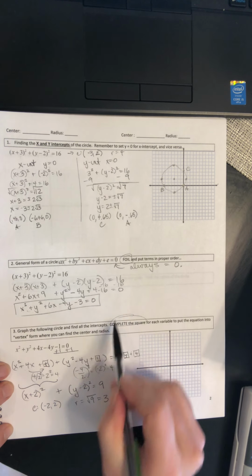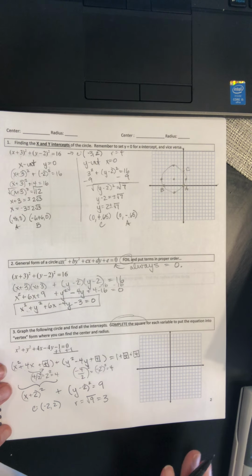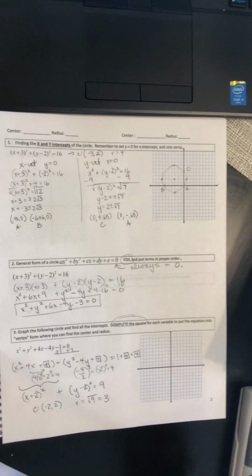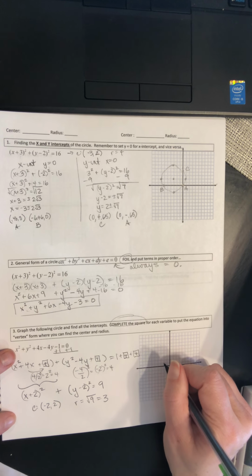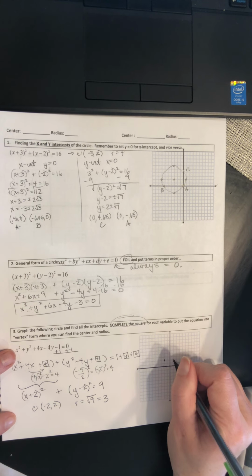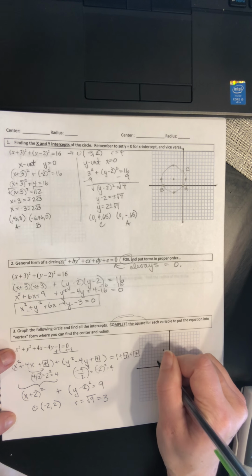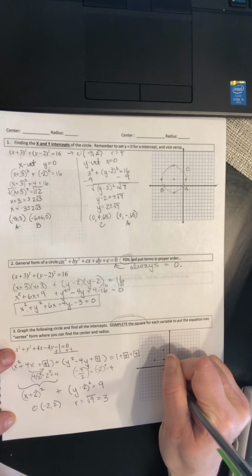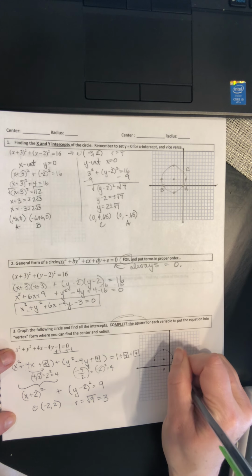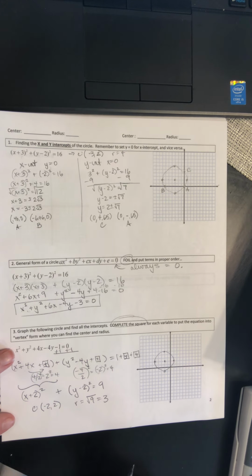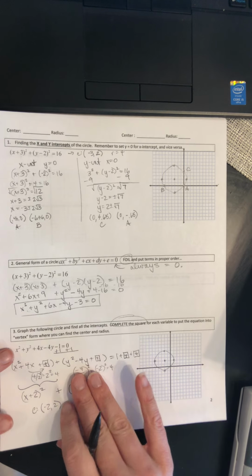So you have to complete the square to get that equation, all right? And then you could graph it. We would just have -2, 2, and then we go over 3, up 3, over 3, and down 3. There's our circle. Boom. Wonderful. Okay? All right, last page here.